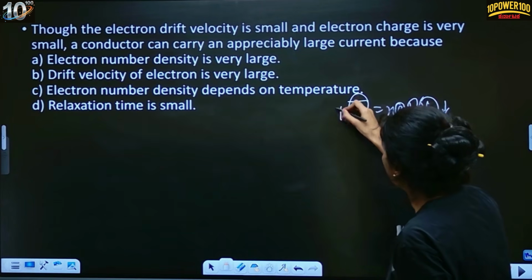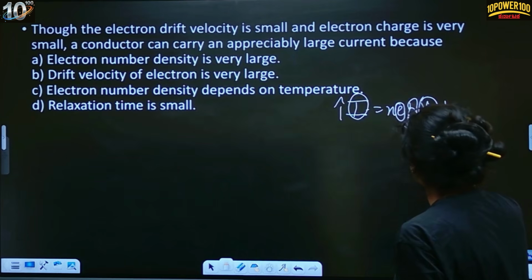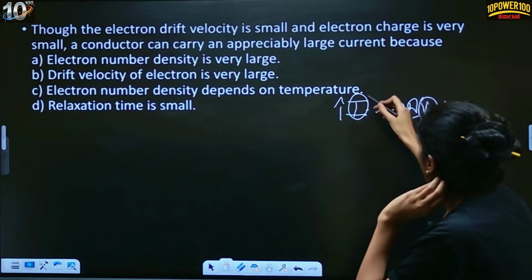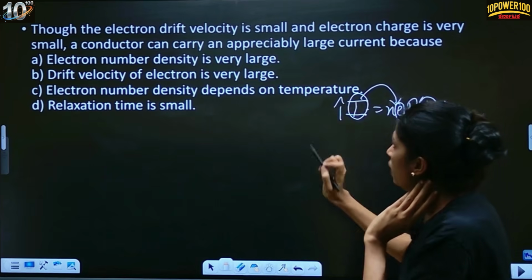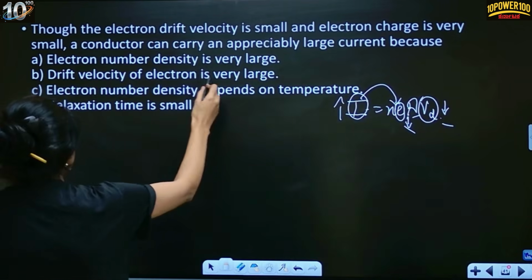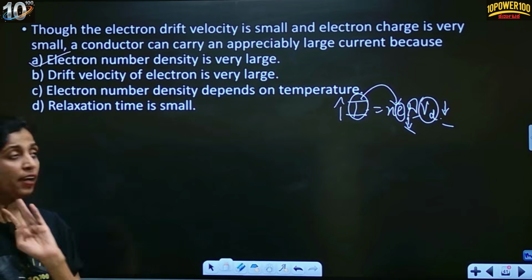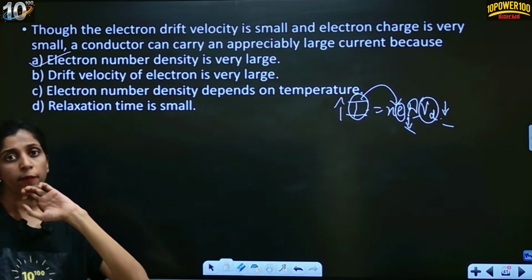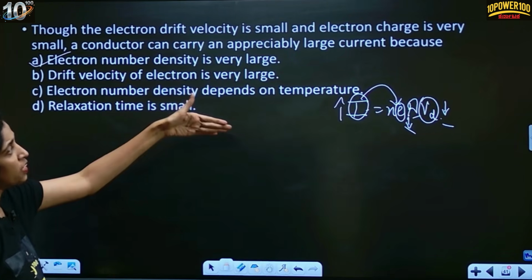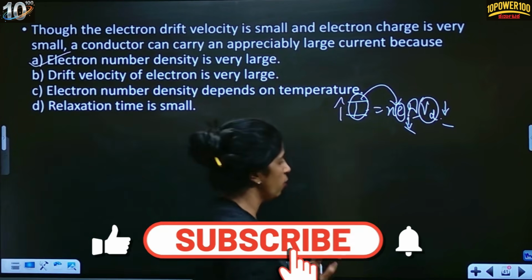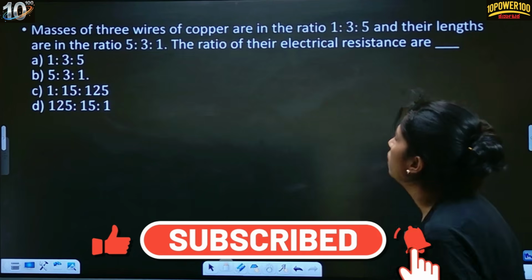So when the current can be large while these are small, the area will be constant. So what might be the correct option? Current depends on number density, right? So here electron number density is very large. Therefore option A is the correct answer. Why? Because current depends on number density. So a large current can be drawn whenever the number density is large, guys. Okay, fine. Next.